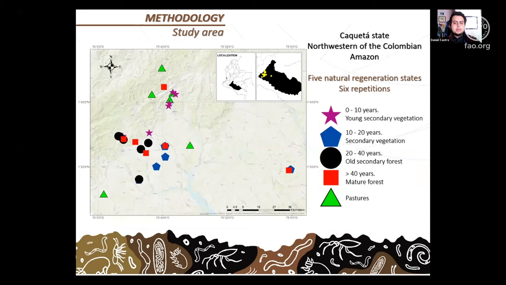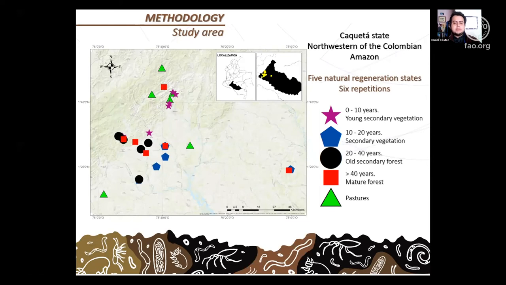This study was conducted in the Caquetá state in the northwestern Colombian Amazon region. We evaluate five different restoration stages. We evaluate pastures that had recent livestock activity. We also evaluate young secondary vegetation from natural regeneration between 0 to 10 years, also secondary vegetation between 10 to 20 years, also secondary old forest between 20 to 40 years, and finally mature forest more than 40 years old.